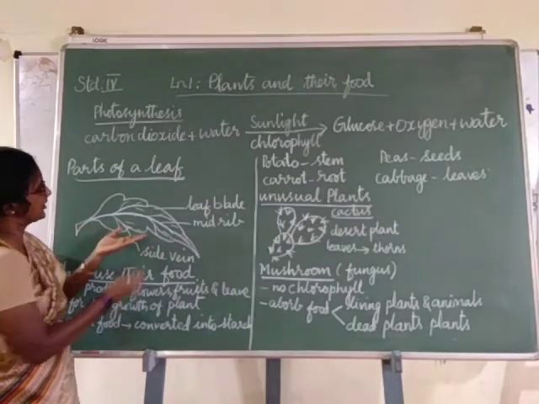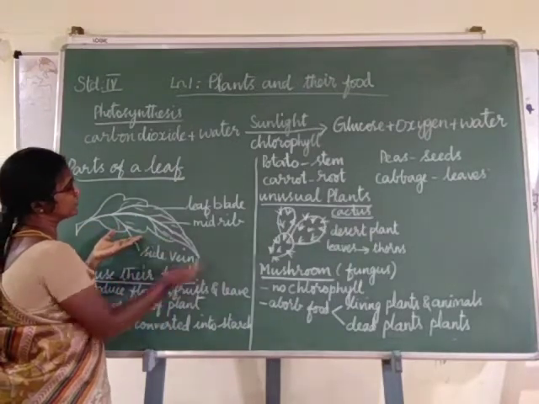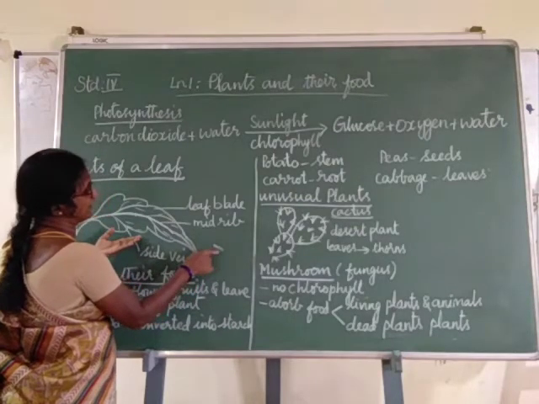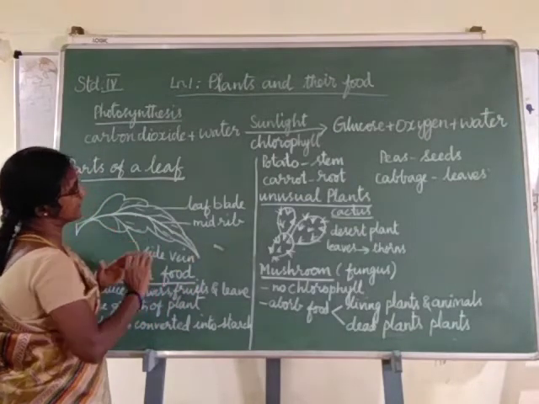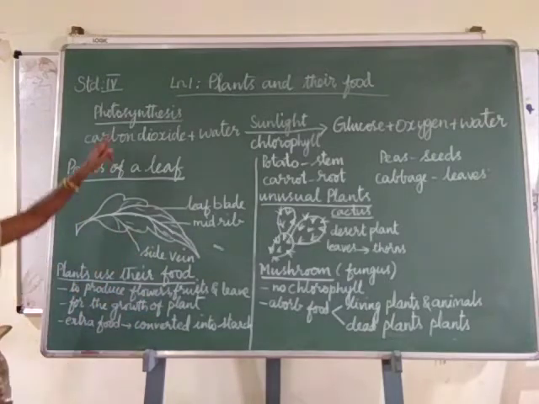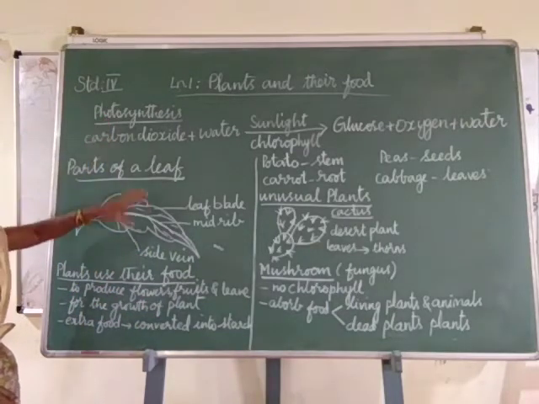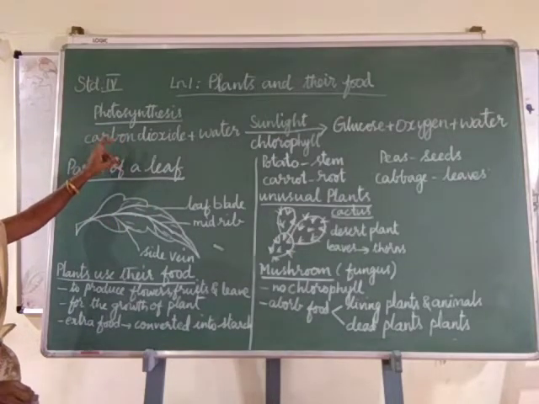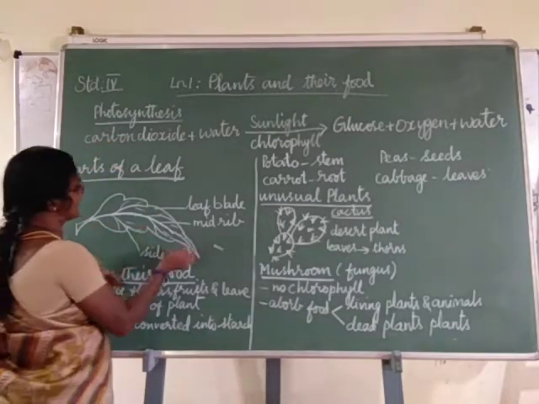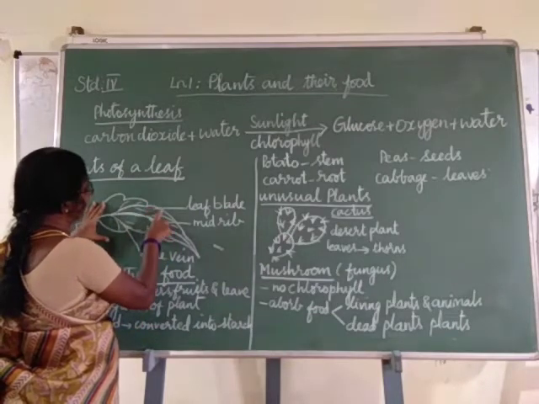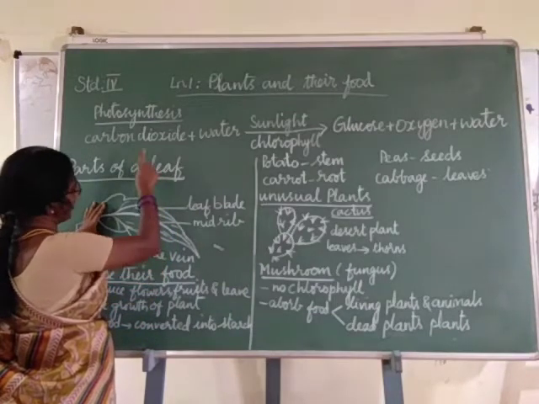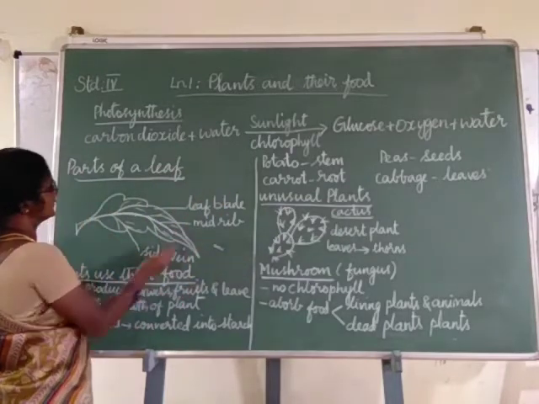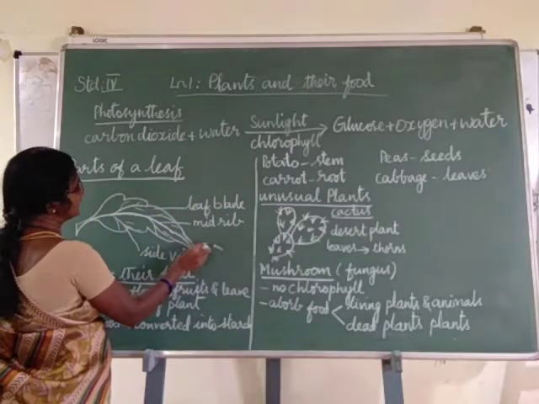Then on the underside of the leaf, there are small pores called stomata, through which the exchange of gases takes place. During the process of photosynthesis, the leaves absorb carbon dioxide. In the exchange of gases, the plant absorbs carbon dioxide and releases oxygen to the air. The stomata help to exchange the gases.